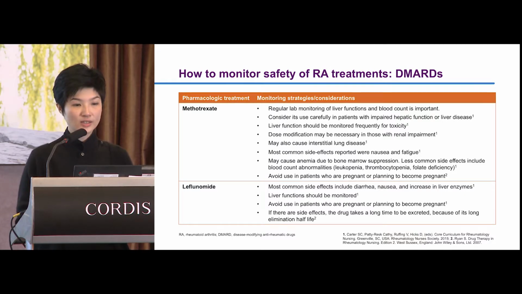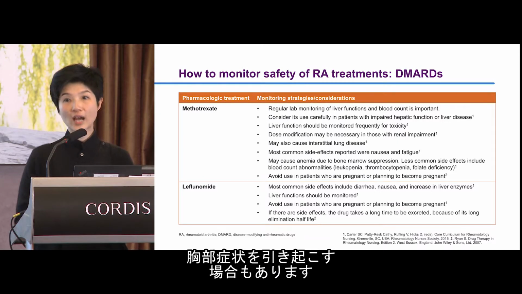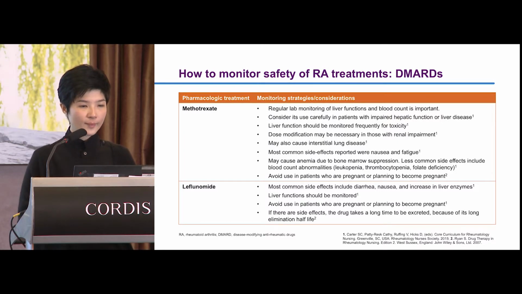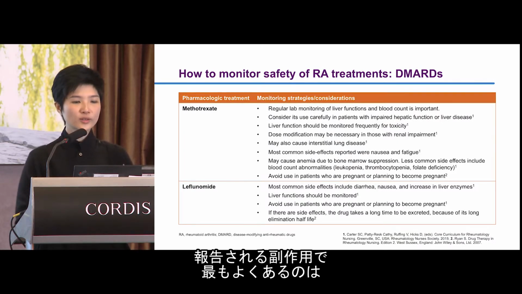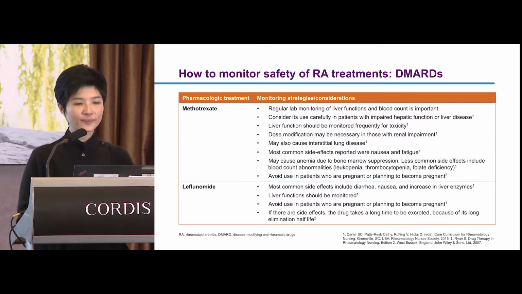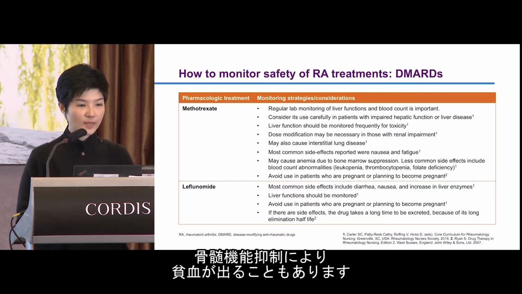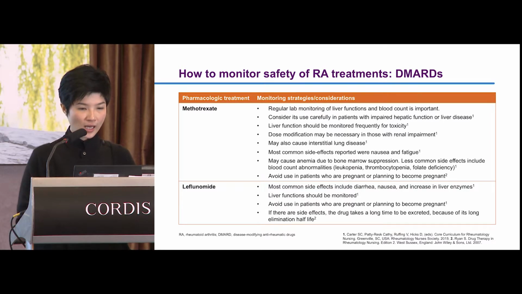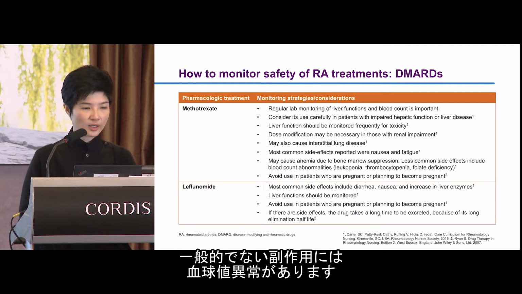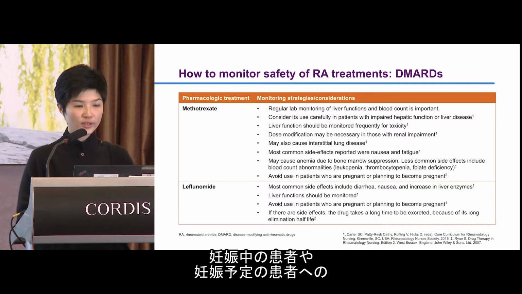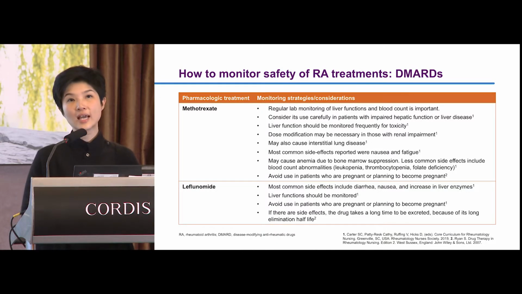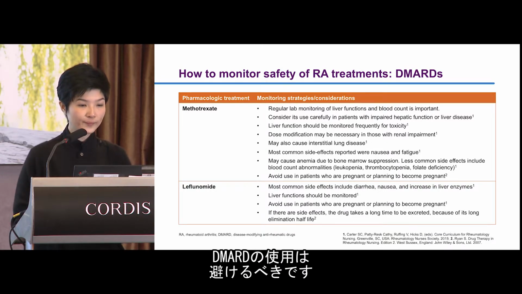It may cause chest symptoms, such as interstitial lung disease and pneumonitis. But the most common side effects reported are still on the GI side, which are nausea and fatigue. It may also cause anemia due to bone marrow suppression. Less common side effects include blood count abnormalities. And we should avoid using it in patients who are pregnant or who are going to start their family.